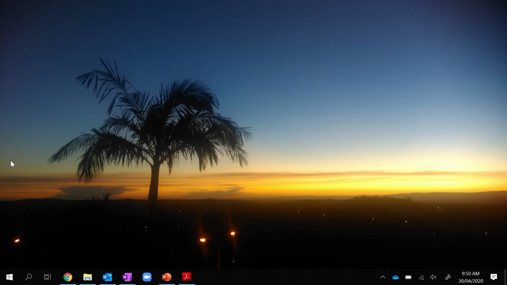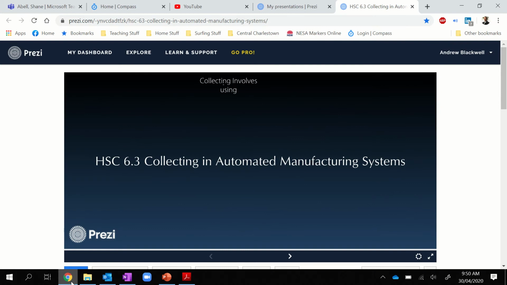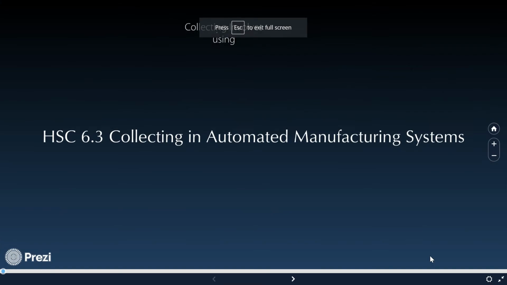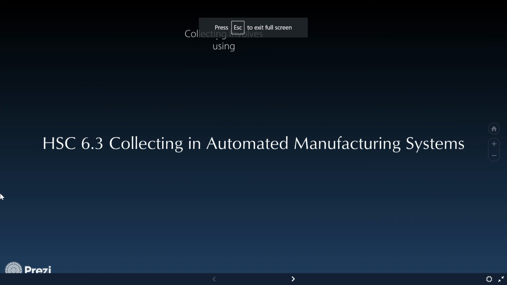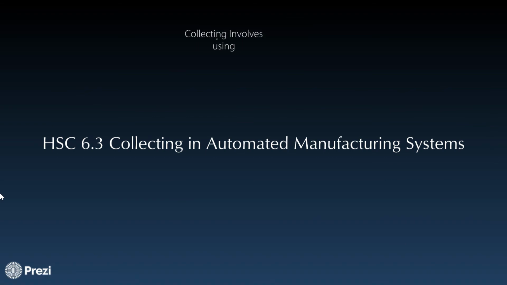All right, 6.3 is about collecting in automated manufacturing systems. Now, this is how the automated manufacturing systems, or factories that are automated, are collecting the data that they need to make a decision about.